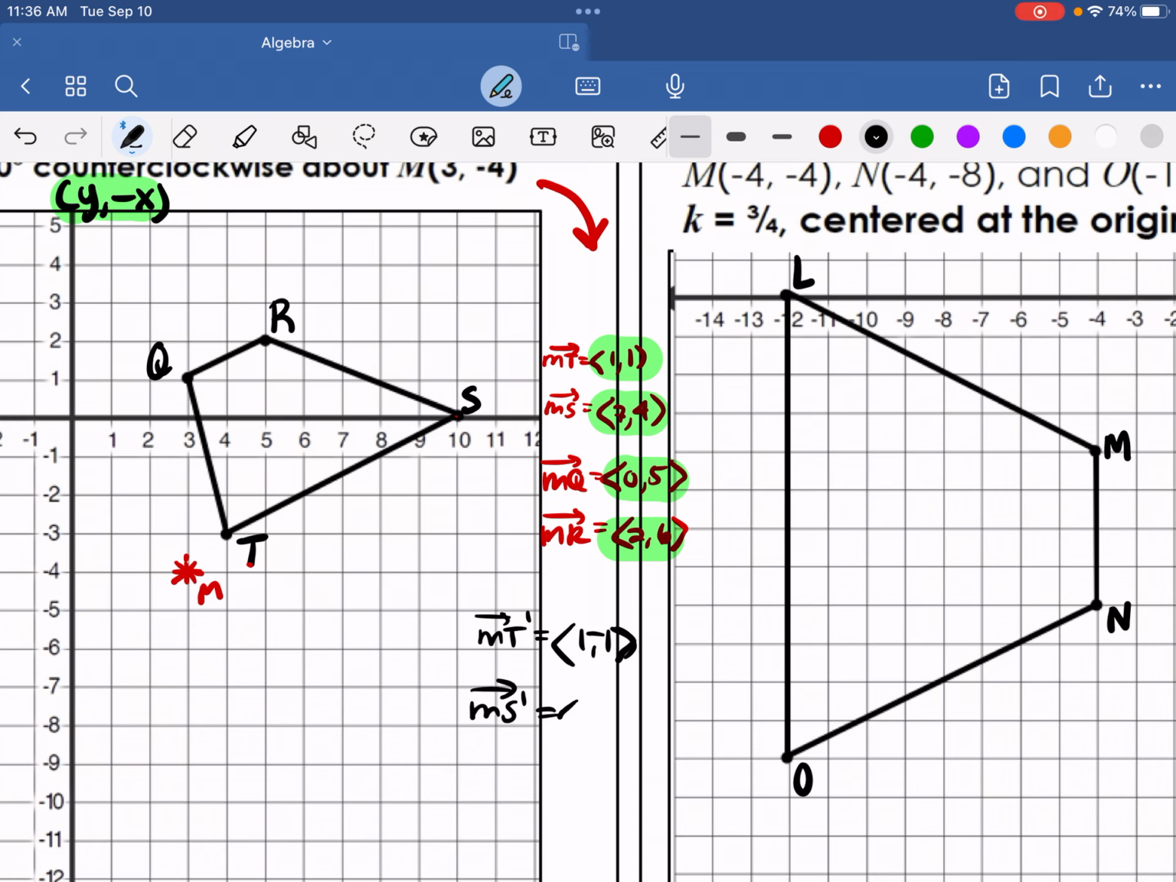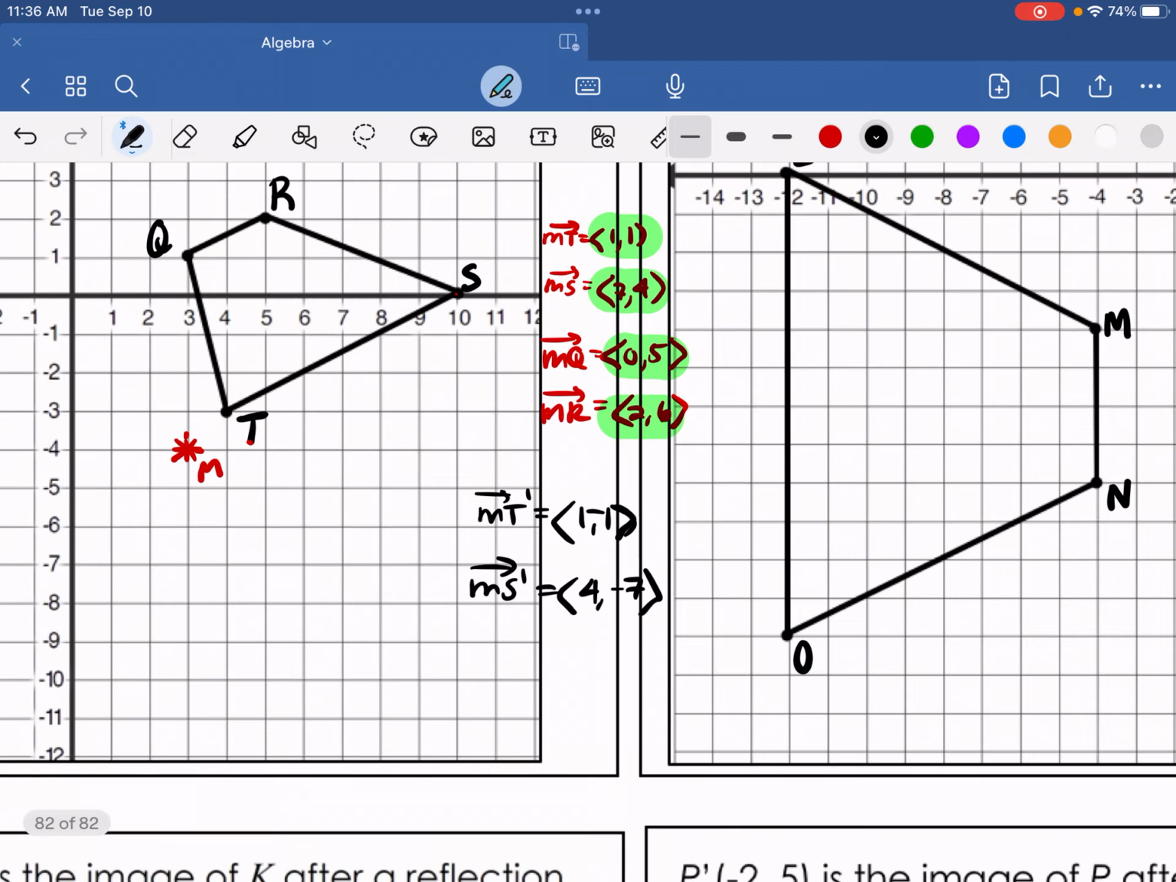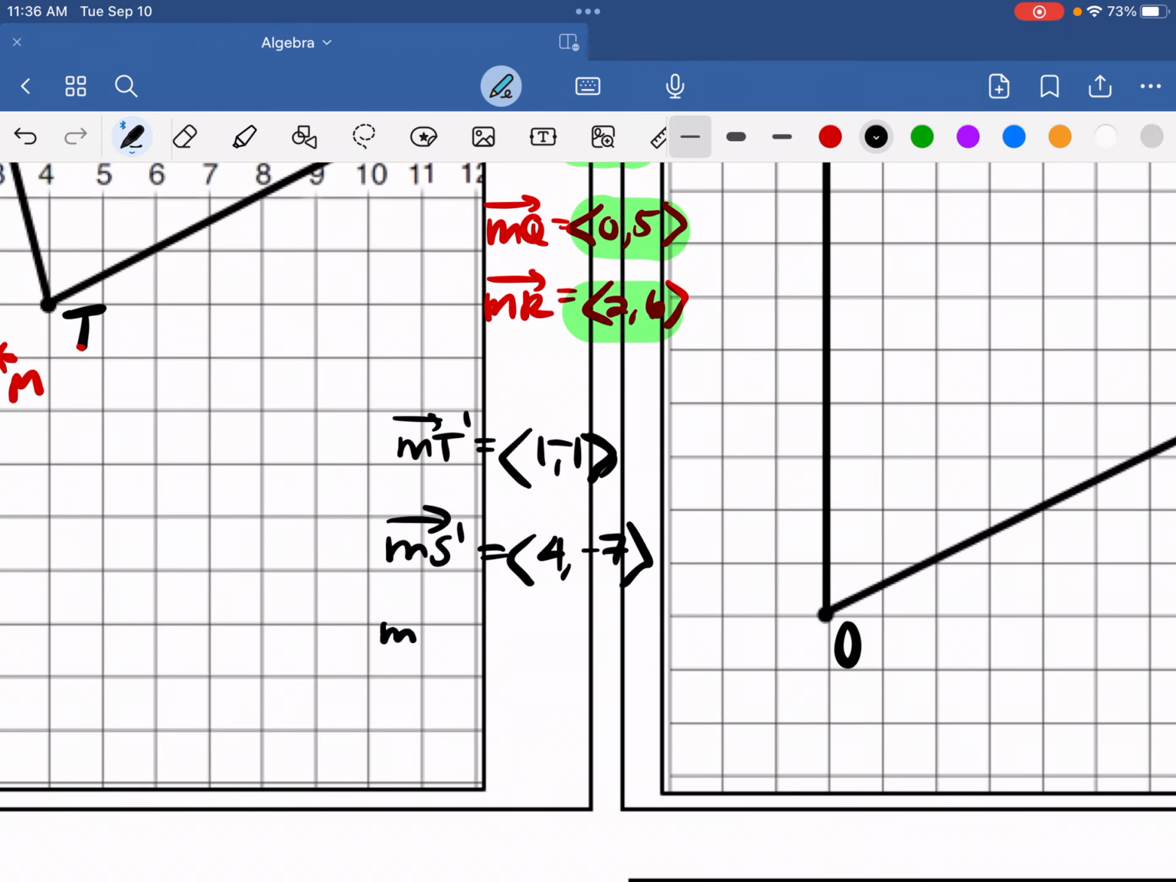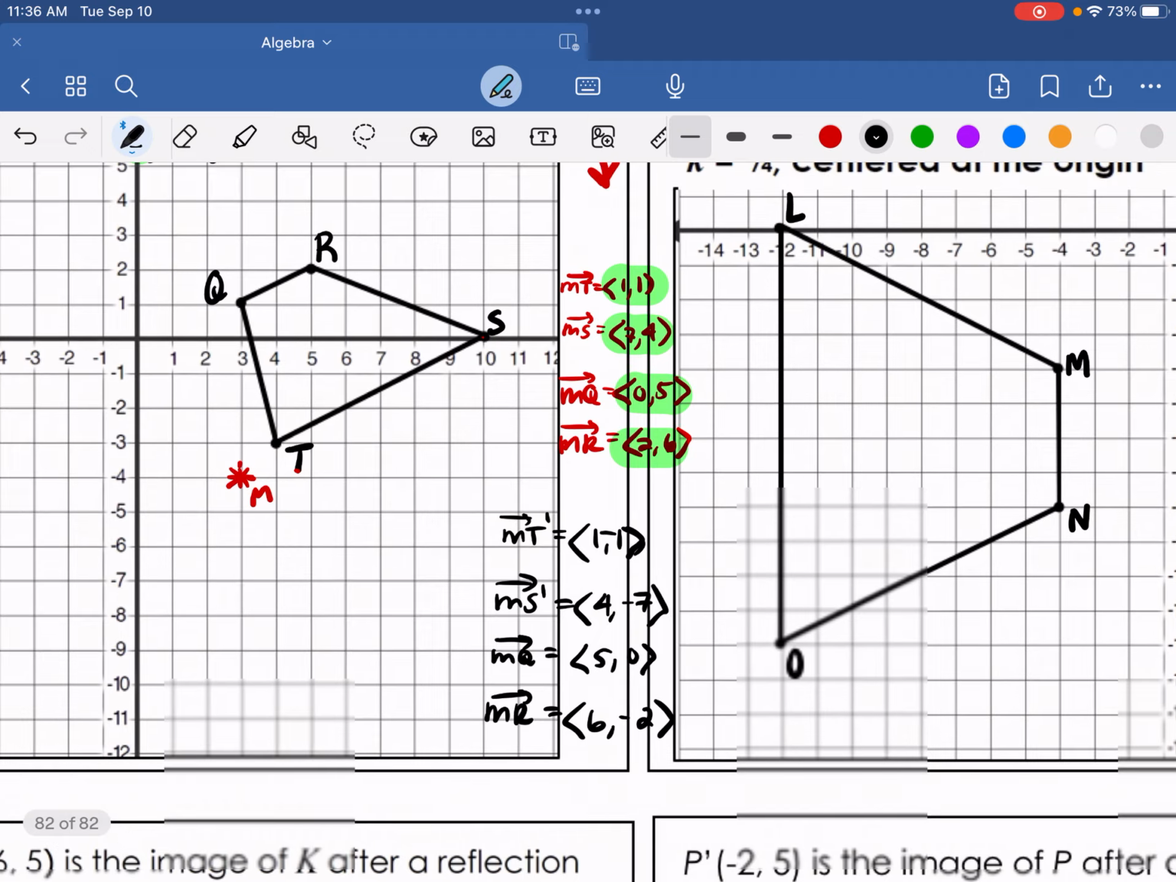Vector for Q, MQ. From M, we're starting always from M, then it's going to turn into 5, 0. The 0 becomes negative, but it's 0, so I'm going to leave it. And now from M to R, it turns into 6, -2. So what you do is you now make these vectors go from M. Now you're going to follow the directions from M.